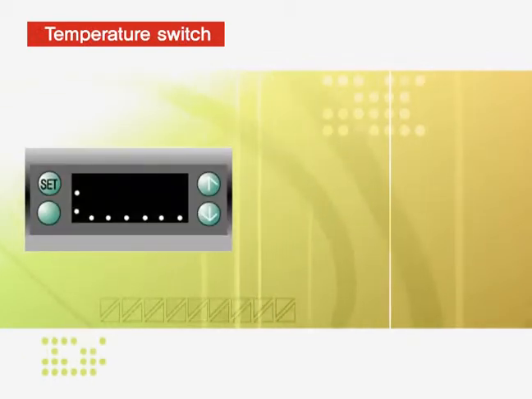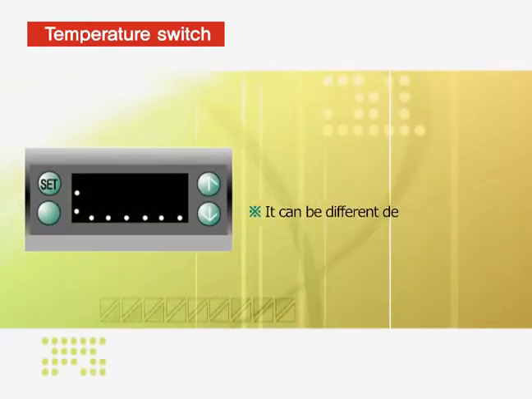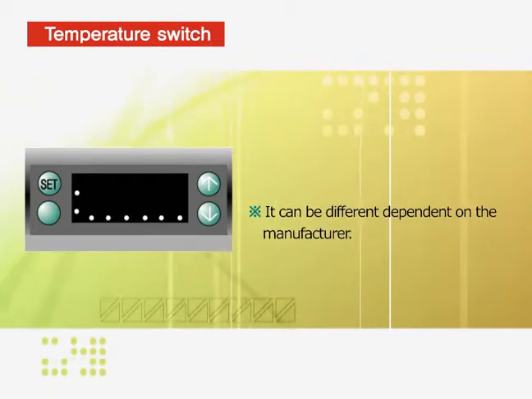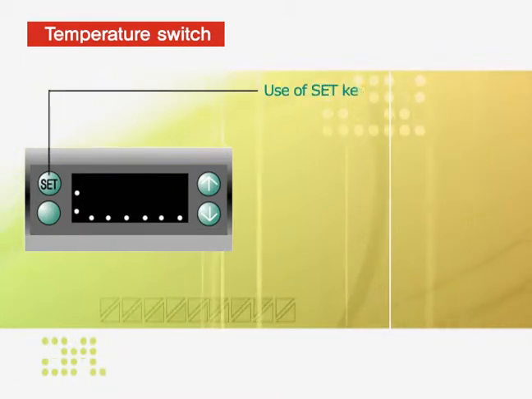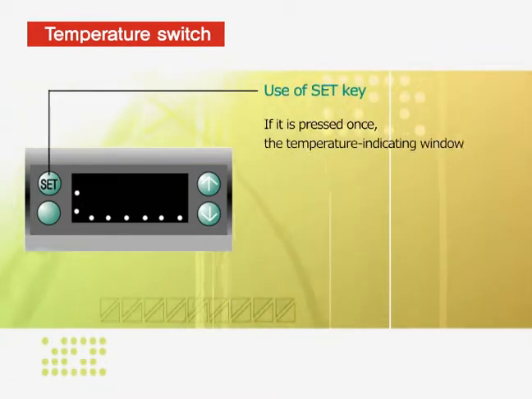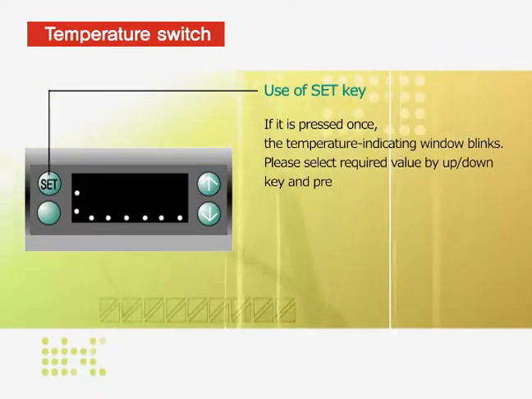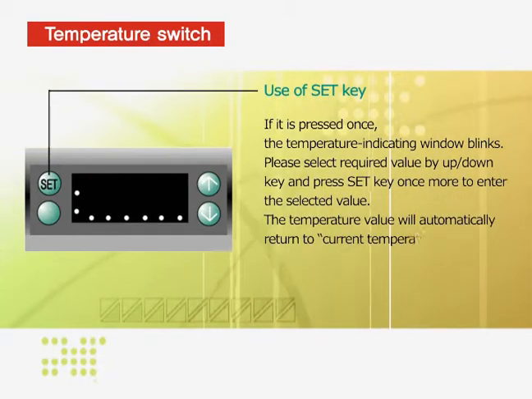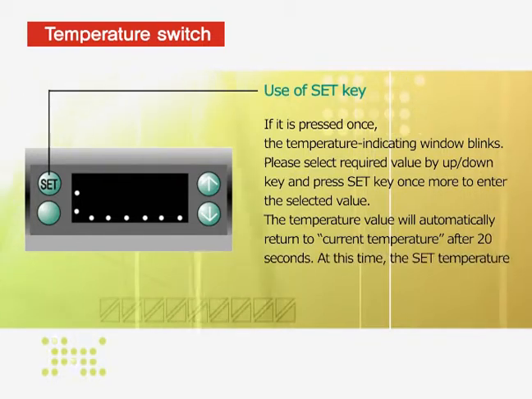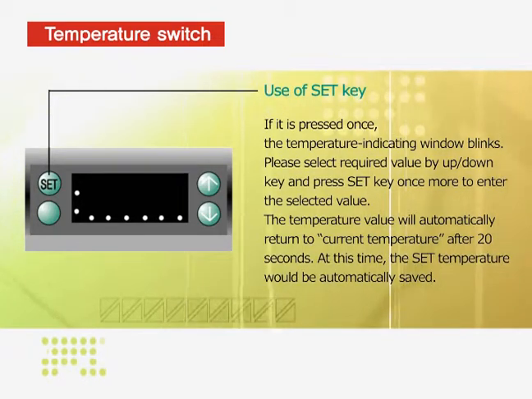Now I will explain about how to use the temperature switch. It can be different depending on the manufacturer. Use of Set key. If it is pressed once, the temperature indicating window blinks. Please select the required value by the up or down key and press the Set key once more to enter the selected value. The temperature value will automatically return to the current temperature after 20 seconds. At this time, the set temperature is automatically saved.